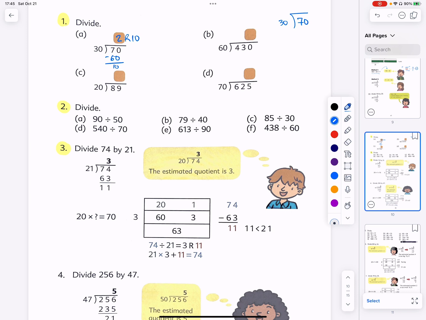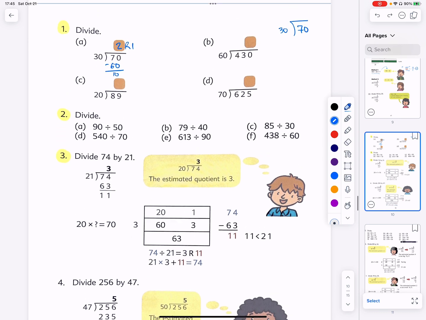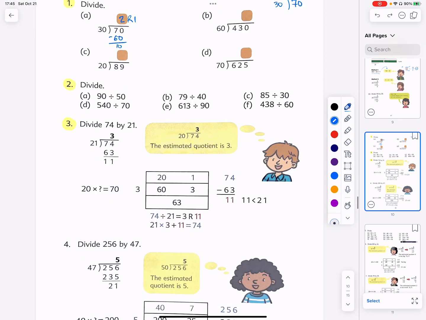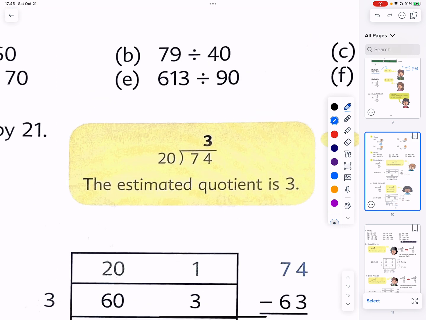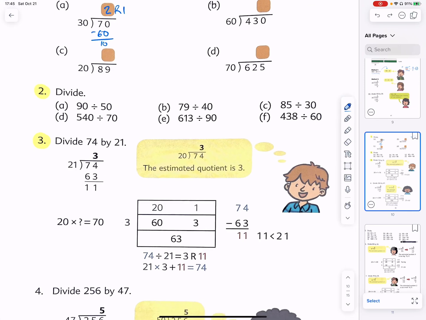Question C. How many times does 20 go into 89? Well, we know that 20 goes into 80 four times. 20 times 4 is 80, and the remainder is 9. We subtract to find the remainder. I hope you get the idea.